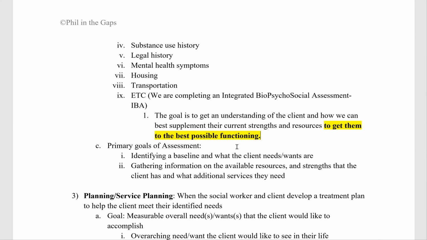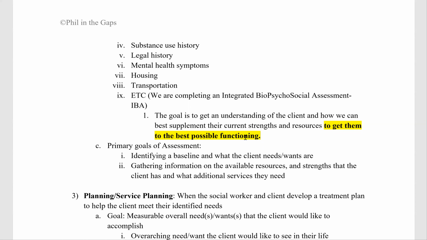So the primary goals of the assessment are identifying a baseline and what the client's needs and or wants are. So if they do make progress, we know how much progress they've made. We're gathering information on the available services and resources and strengths that the client has and what additional things they may need to help them get to the best possible functioning.